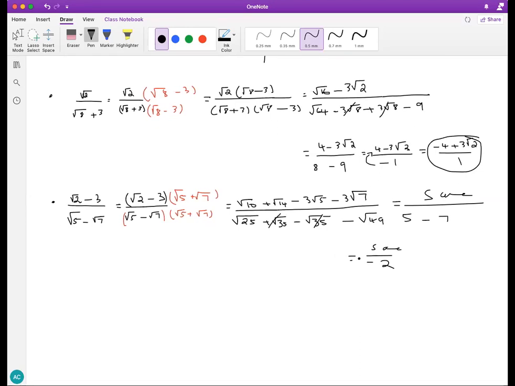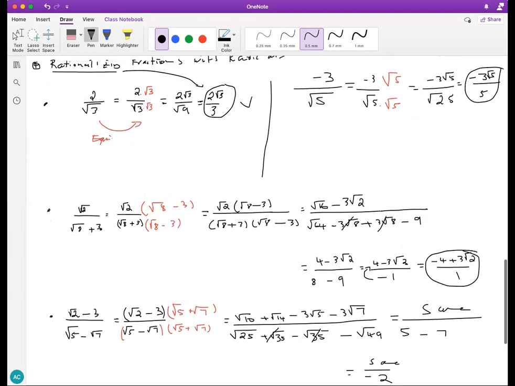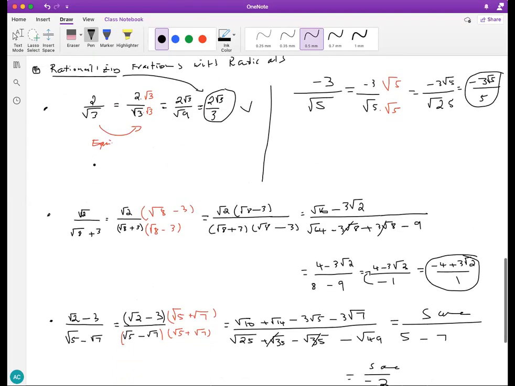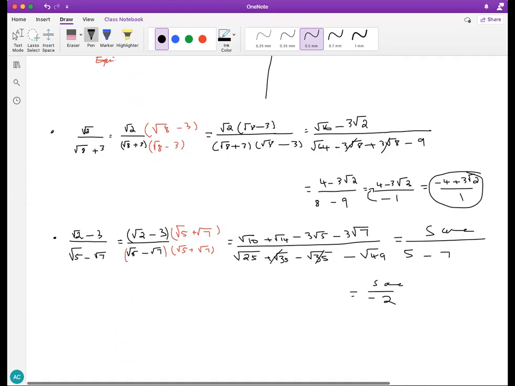There's nothing else we can do here. This stays the same, it doesn't simplify. As long as we don't have a radical here, that's the purpose of this question. So this is rationalize. Rationalize means get rid of the radicals from the denominator. And that's exactly what we did here. And that's your final answer. So all this here over -2. As long as you don't have a radical, that's good. We rationalized the fraction.